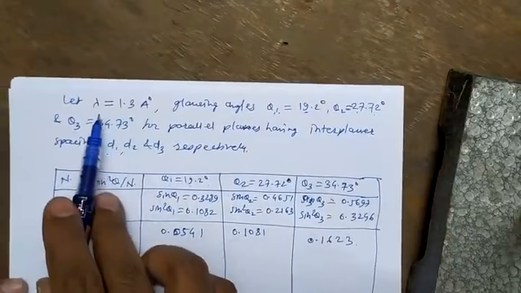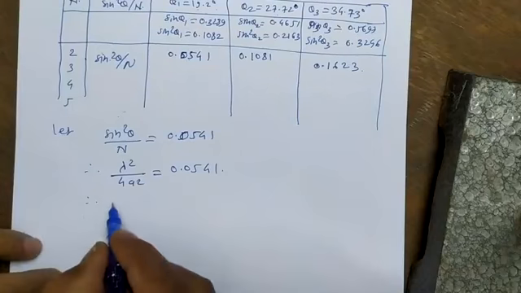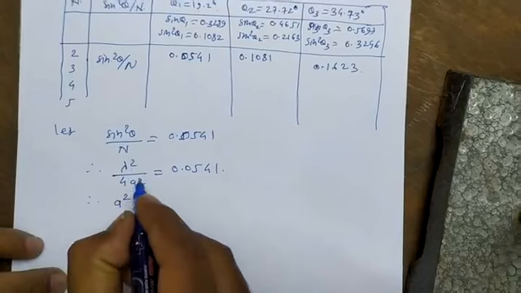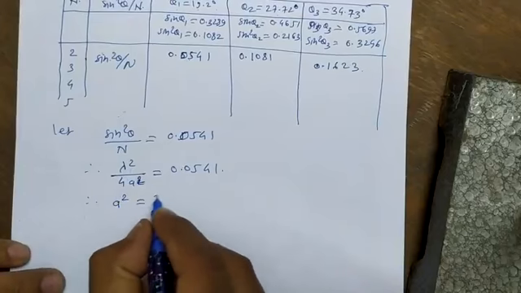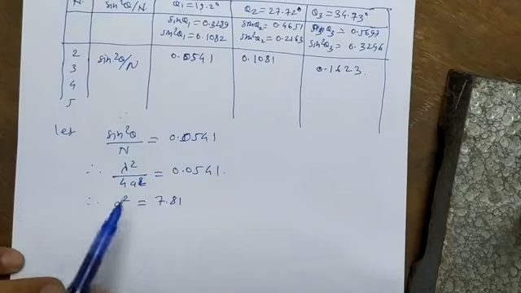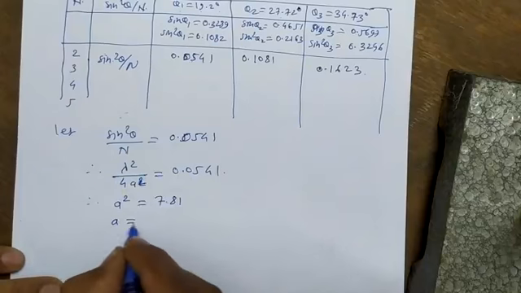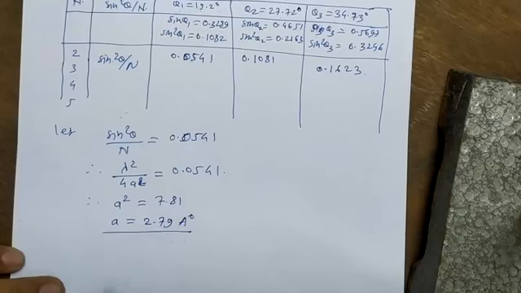And from this equation we have the value of lambda. For consideration we have taken lambda equal to 1.3 Angstrom unit. Then from this equation we can find out a square. By using the value of lambda and calculating this, we find a square equal to 7.81. That is, from this equation we get a equal to 2.79 Angstrom unit.